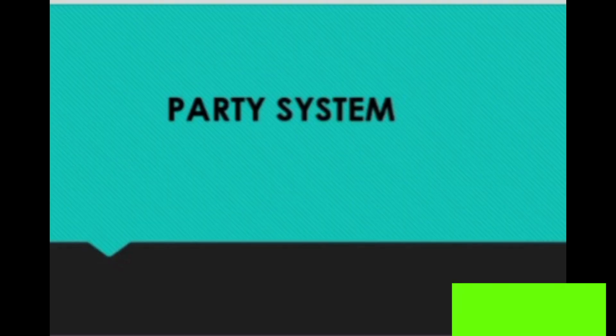Next, we can see different kinds of party systems. There are three types of party system: single party system or monoparty system, biparty system or two-party system, and multi-party system. First, we can see the single party system. Under this system, only one party is allowed to function.